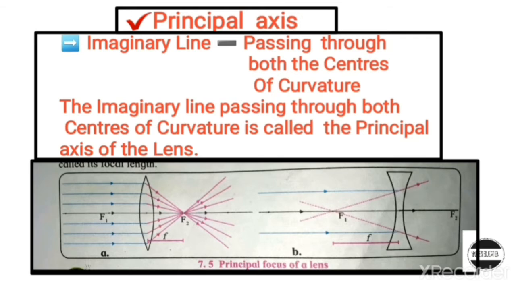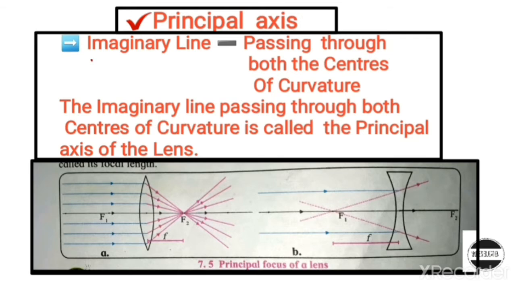By the term axis you can relate it to your geometry, x-axis, y-axis, the graphs that we have already done in the lower standards, right? So what is exactly a principal axis? Principal axis is nothing but an imaginary line, and this imaginary line passes through both the centers of curvature. We did what our center of curvature is, C1 and C2, right? So this line passes through those centers of curvature. The line which passes through the centers of curvature, that imaginary line is called the principal axis.